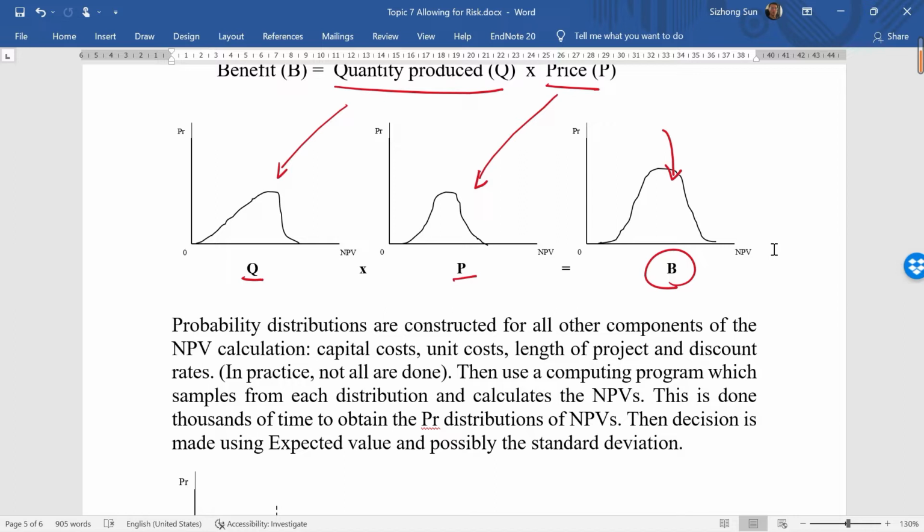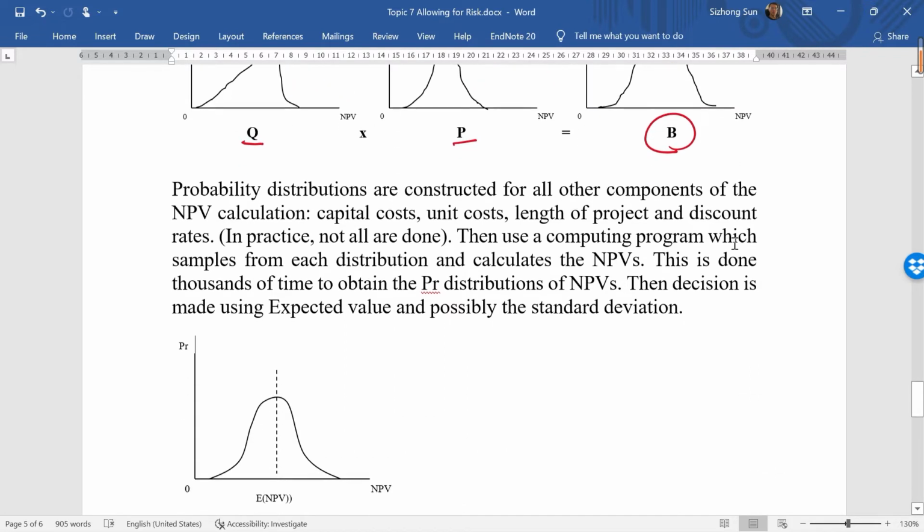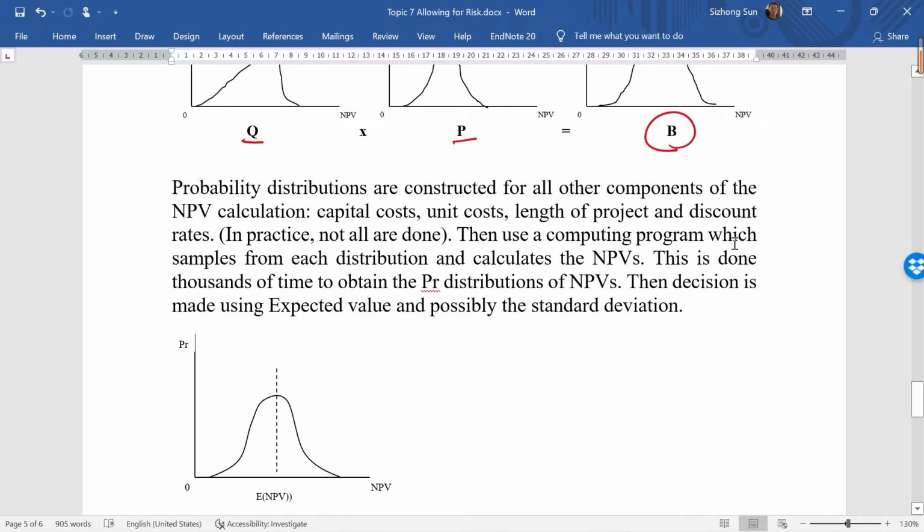Then use a computing program, for example Excel, which samples from each distribution and calculates the NPVs. That's done many times to obtain the probability distribution of the NPVs. Then the decision is made using the expected value and possibly the standard deviation as the measure of risk. So then make the decision using the expected NPV and the risk's standard deviation.